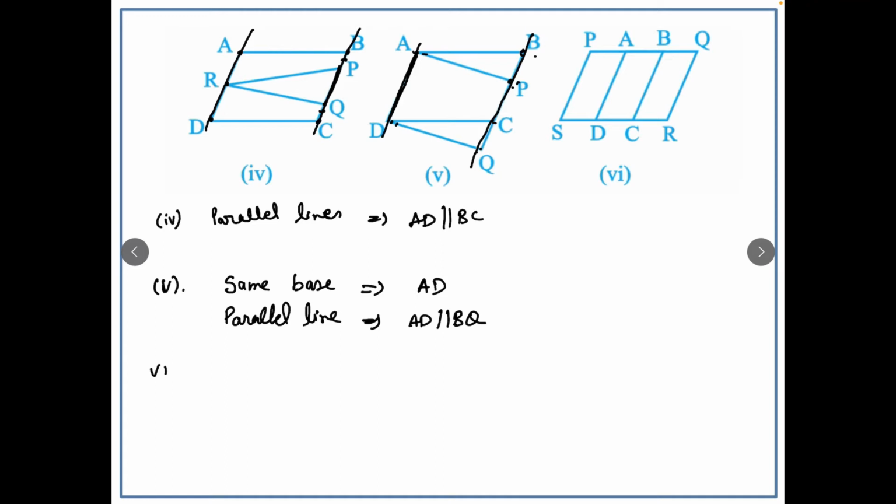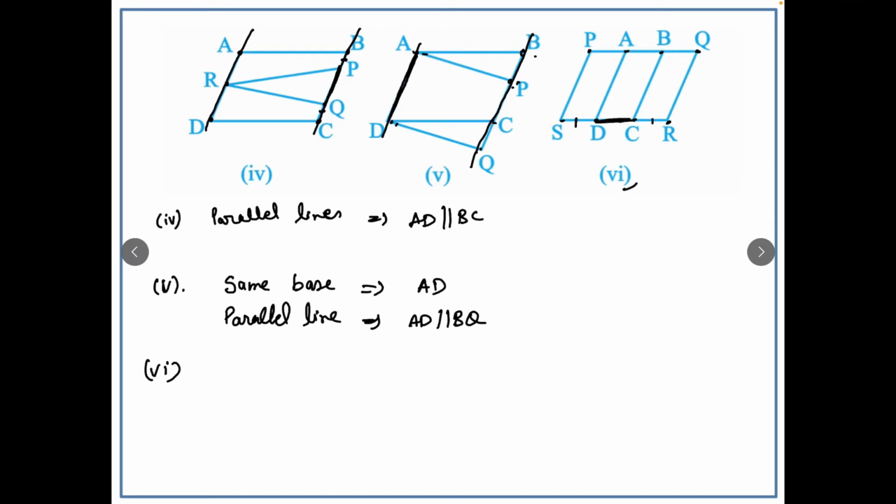Now let's look at the last figure, which is figure number 6. Here we have two parallelograms. First is ABCD, and second is PQRS. Again, if you mark the base for the parallelogram ABCD, there is some portion left here and on both sides.